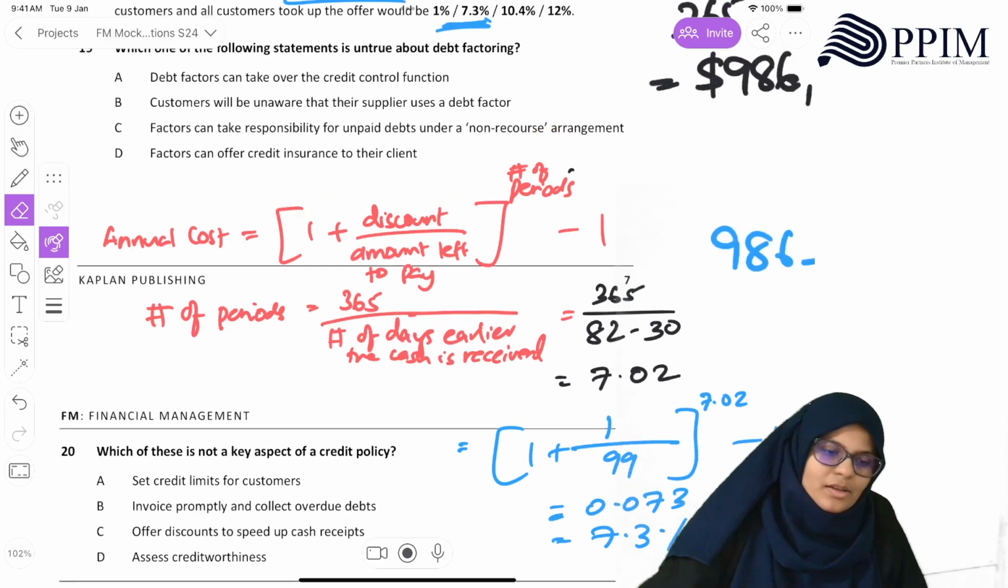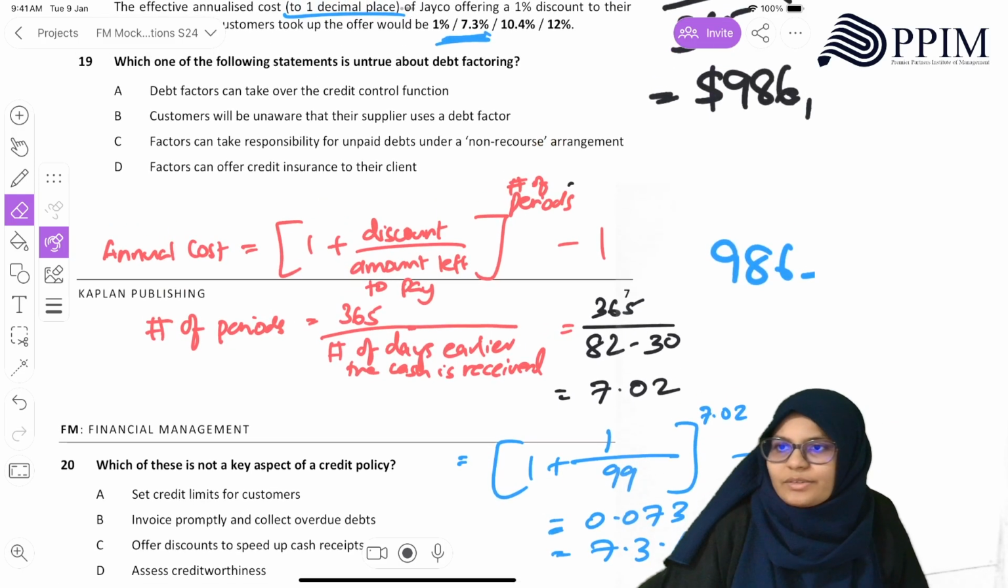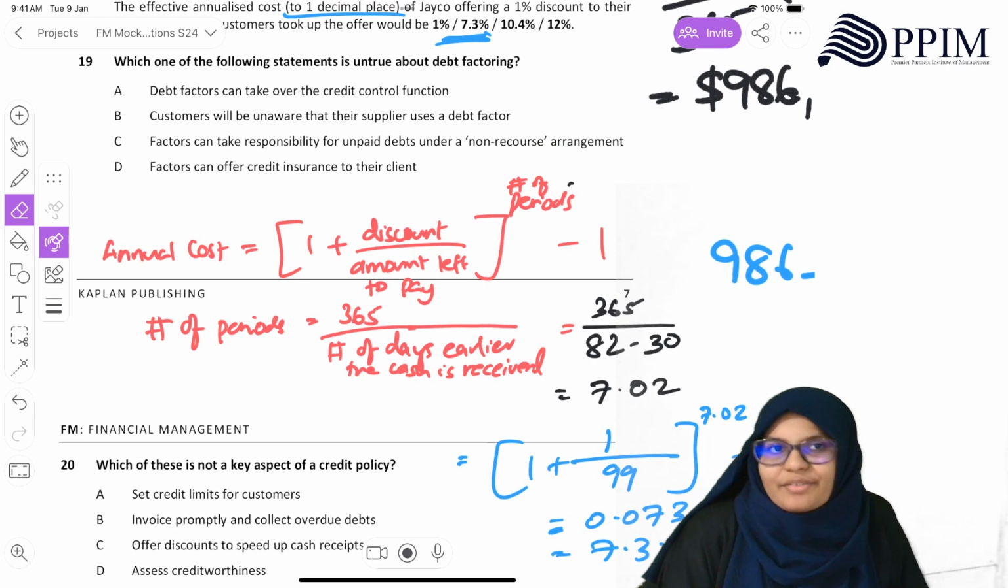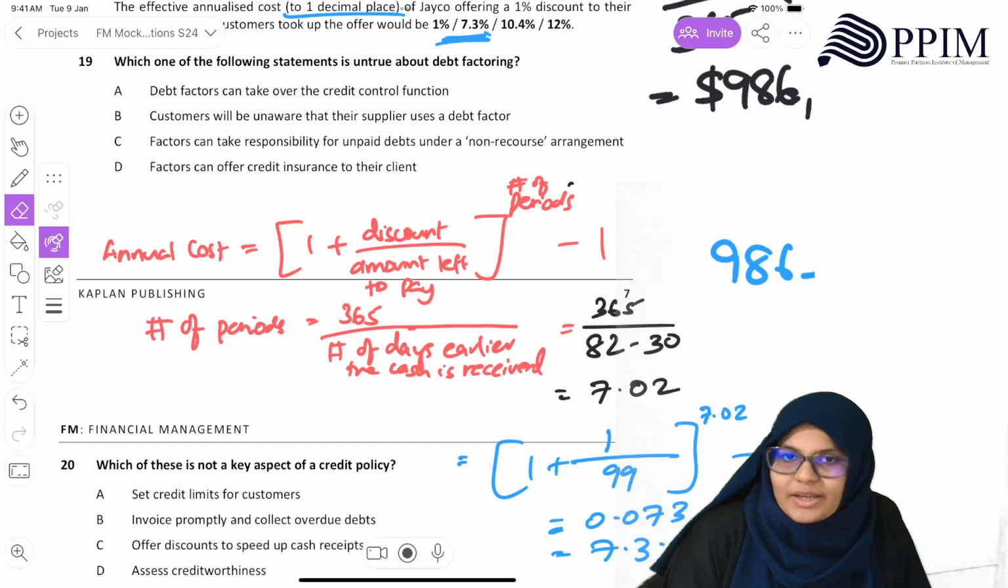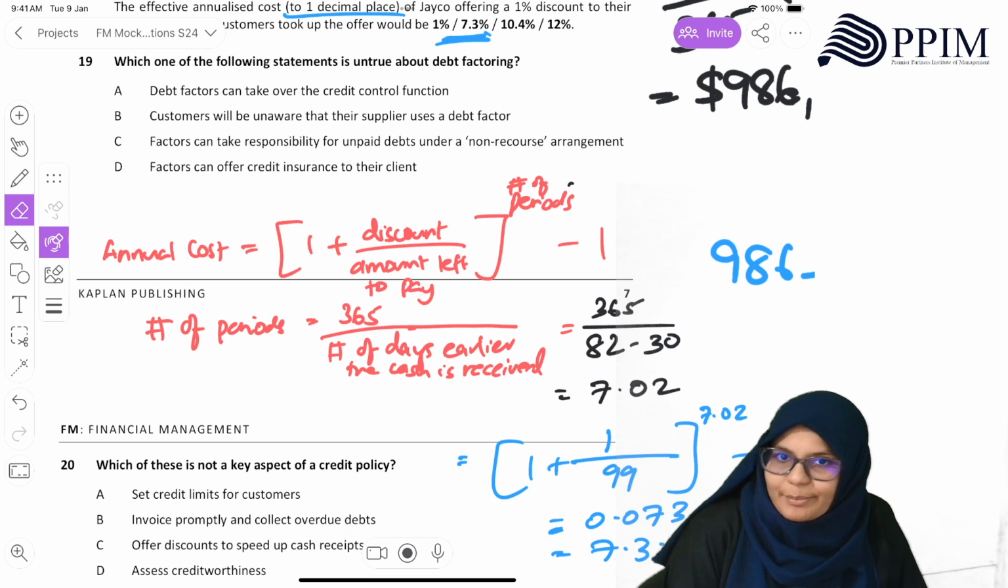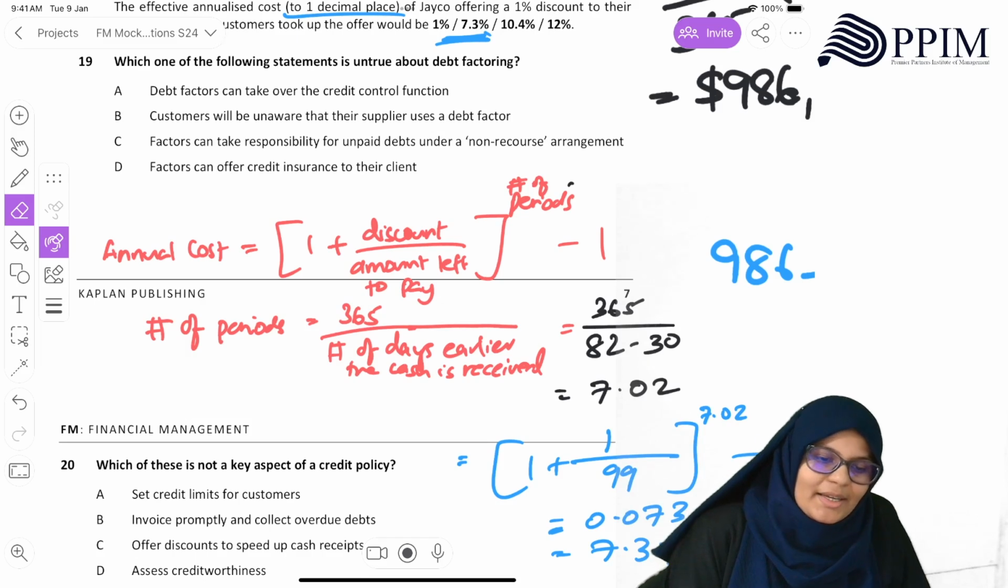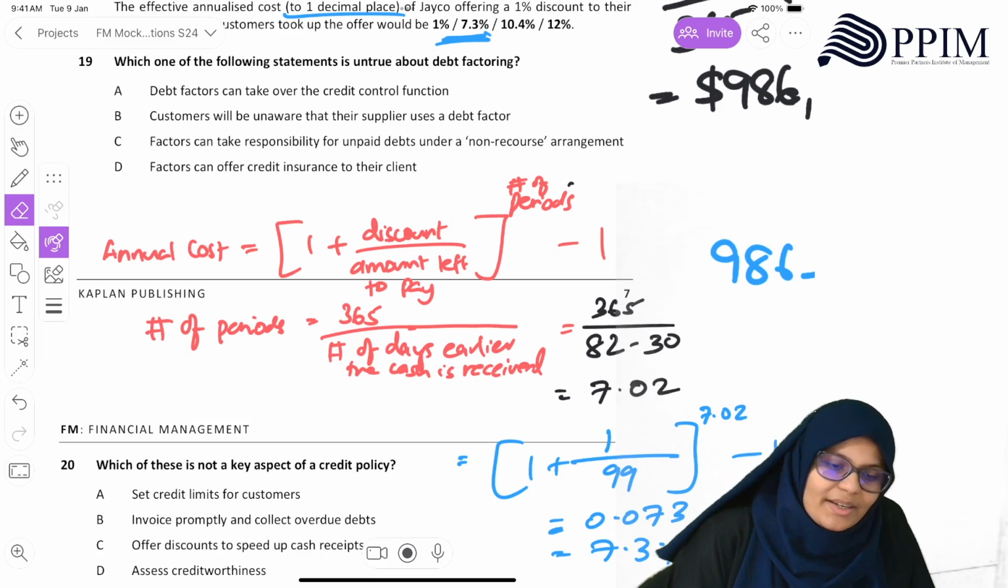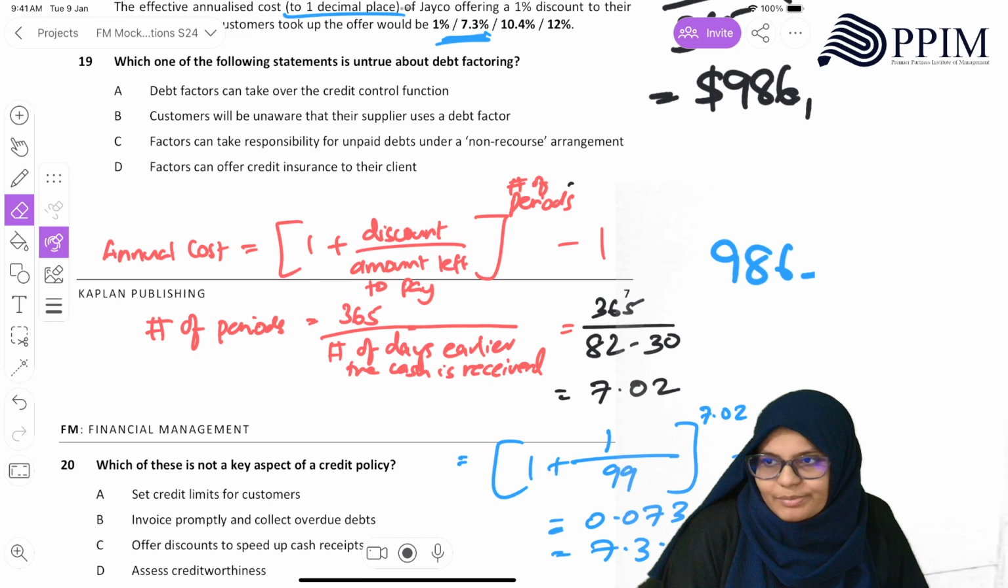Okay. Right, so let's look at the 19th one over there. Which of the following is not true about debt factoring? Okay, so debt factoring is where another company will take up the credit control of our company. So they will call our customers, they will make sure that they pay on time. Okay, so A is saying debt factors can take over the credit control function. That is true. Basically, one of the things that they do is they take over the admin part when it comes to debts. So that is actually true.